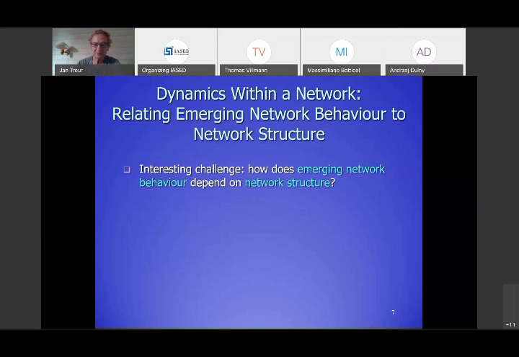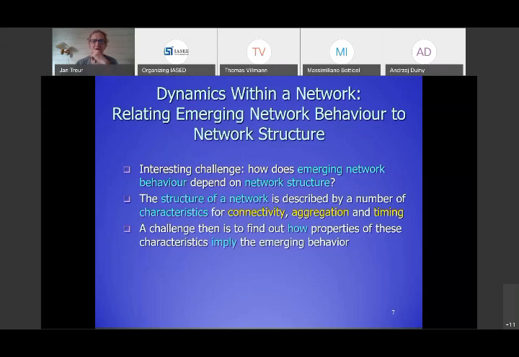So then you can ask the general question: how does the network behavior as it emerges depend on the network structure? Of course, it depends on the network structure. If you make a different structure, it will give a different behavior in general. And one of the challenges is often, how can you relate that to each other? So the structure of the network is described by these characteristics that we just discussed.